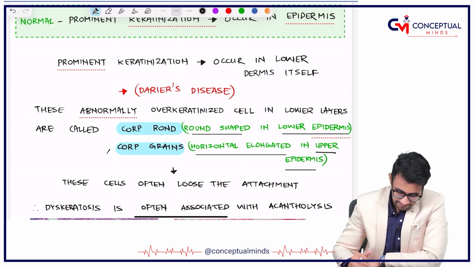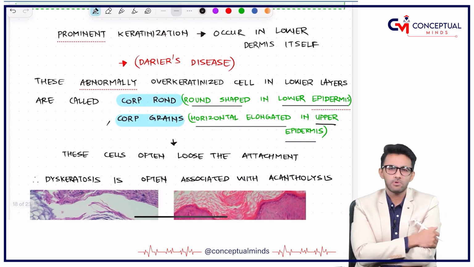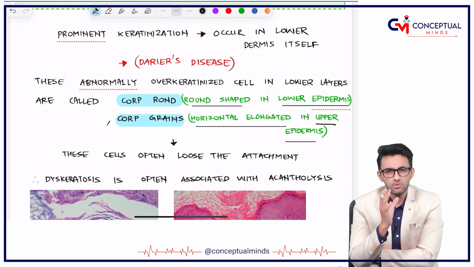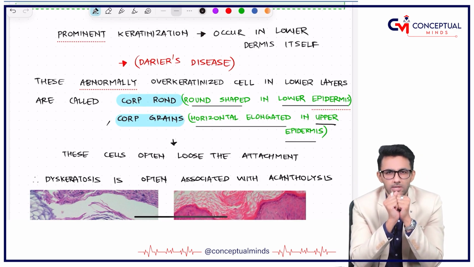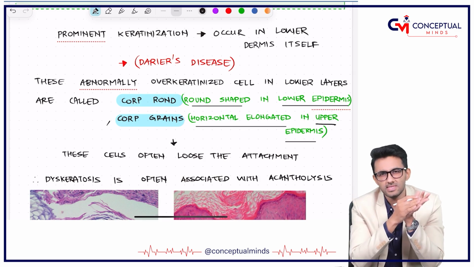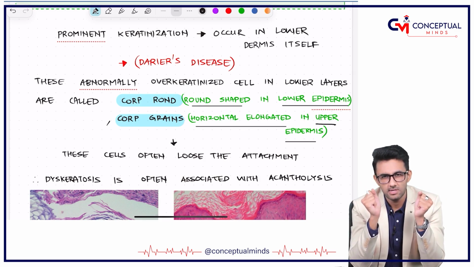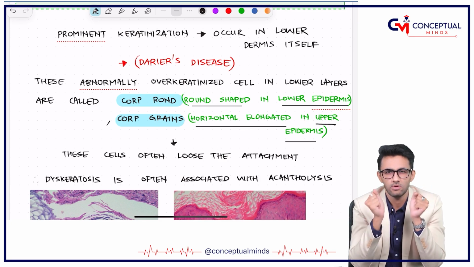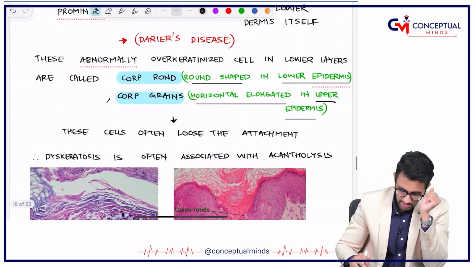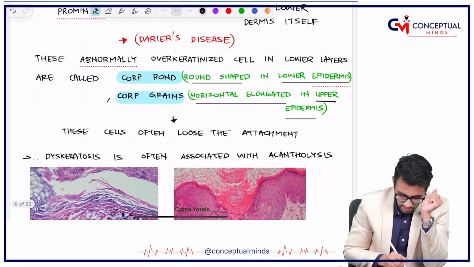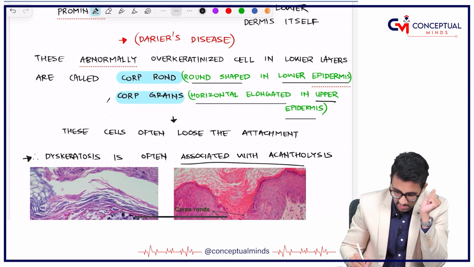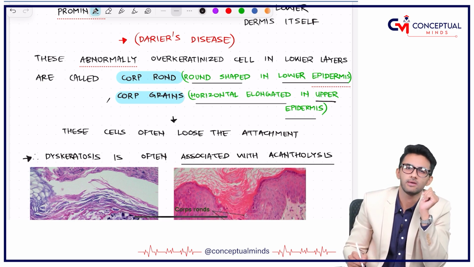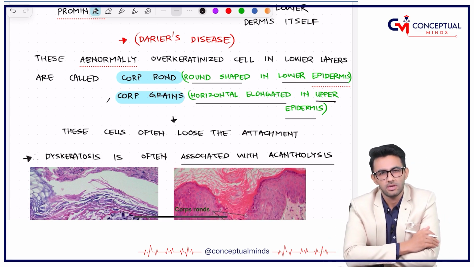Because of this, the cells are not able to adhere to each other. In dermatology, when cells are not able to attach to each other, the terminology used is acantholysis. So acantholytic cells will be seen. Cells which are not able to hold on to the surrounding cells are called acantholytic cells. Therefore this keratosis is often associated with acantholysis.